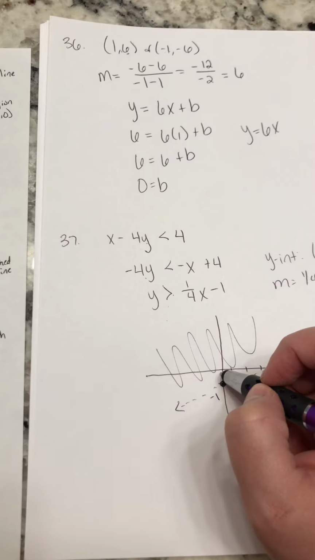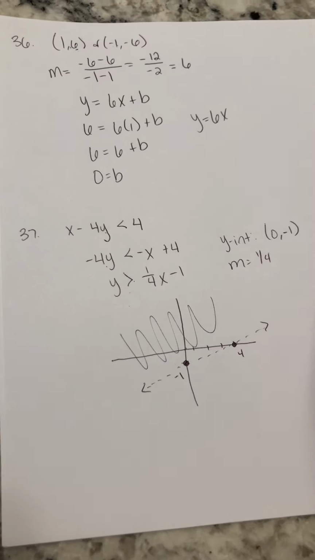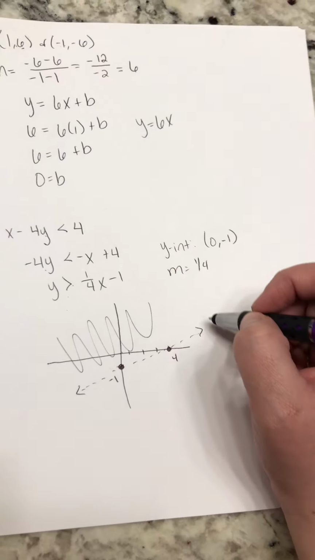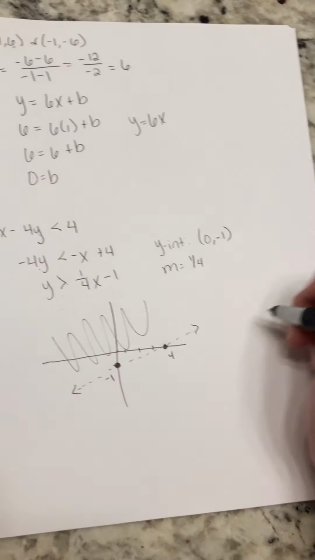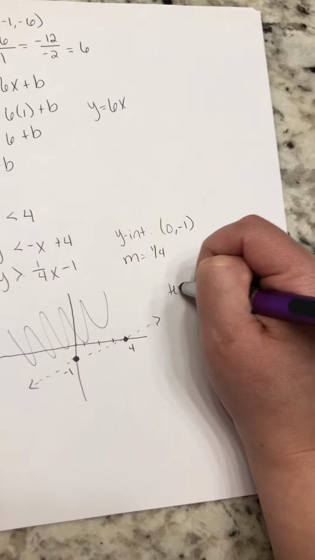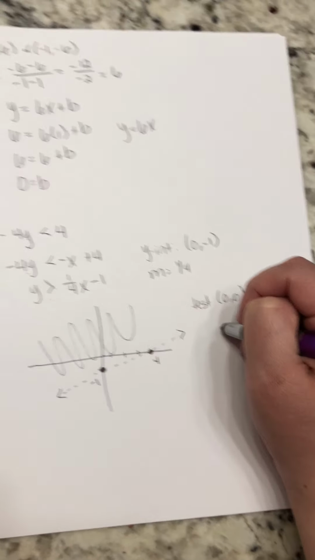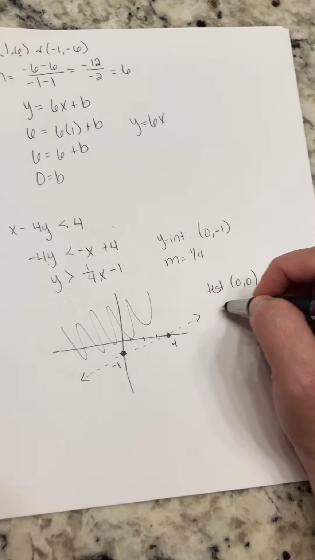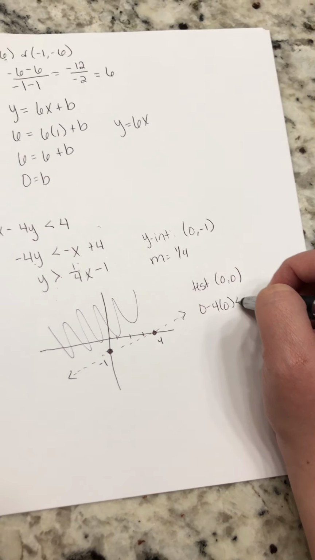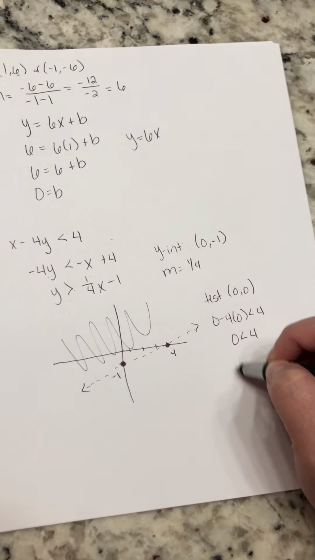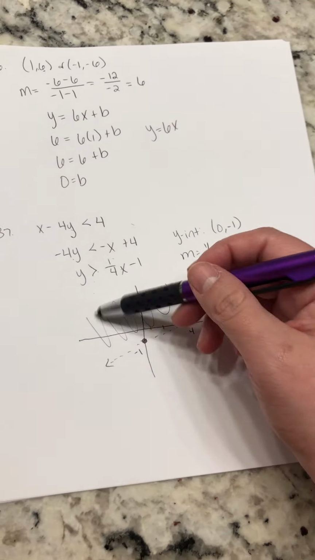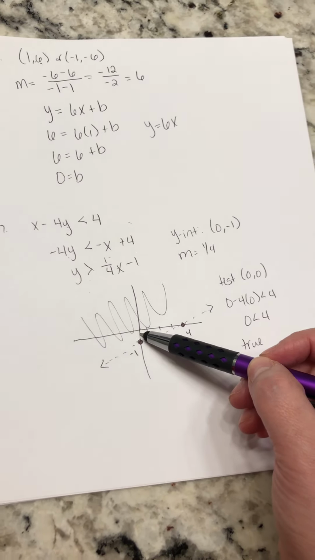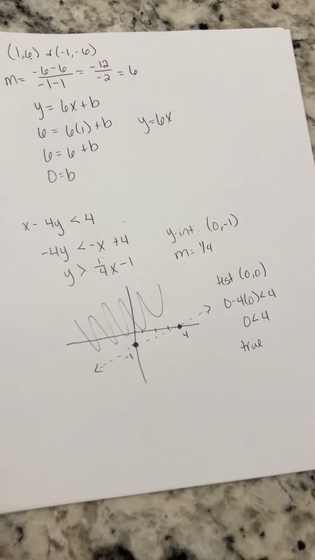But you can also pick a point that's not on this line. If 0, 0 is not on the line, you always want to use it because it's easy to plug in zeros. If it goes through the origin, you have to pick another point. So pick a point that's not on the line. We're going to do 0, 0. So I'm going to test 0, 0. I can plug it in here, here, or here. It doesn't matter. I'm just going to plug it into the original. So 0 minus 4 times 0 has to be less than 4. 0 is less than 4. This is true, which means I shade the region that's got 0, 0 in it. So I still shade above. If it's false, I shade the opposite region. So I'd shade down here.